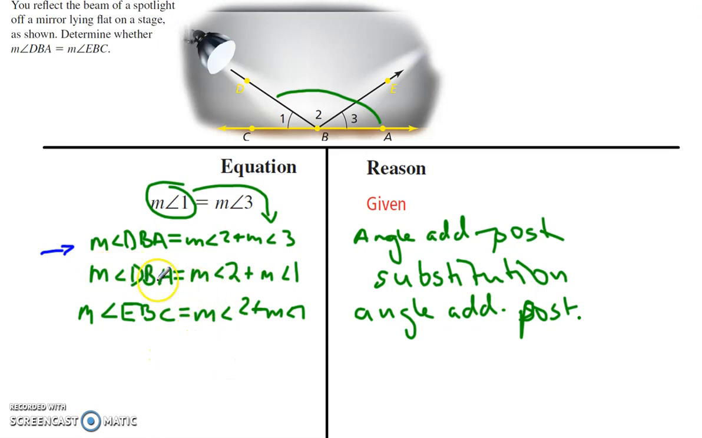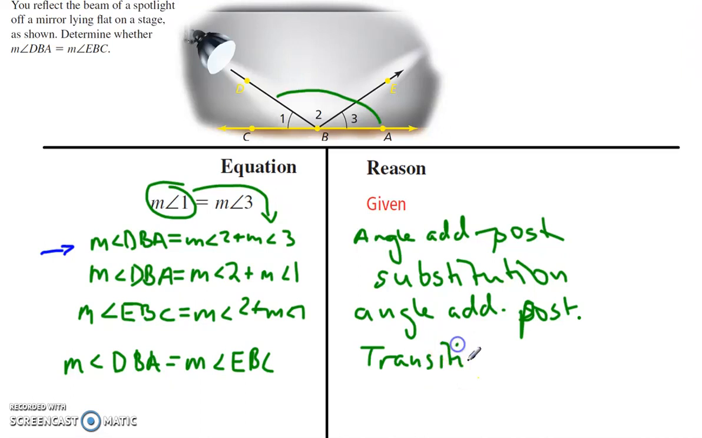And notice that DBA is measure 2 plus measure 1, and EBC is measure of angle 2 plus measure of angle 1. So I can say that measure of angle DBA is equal to measure of angle EBC because of the transitive property. And there we go. That's what we wanted to determine.